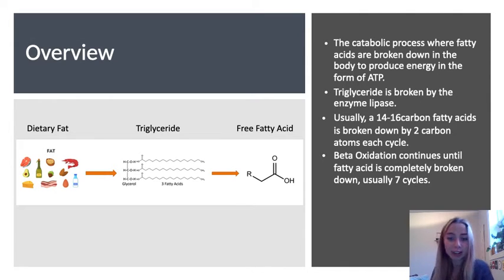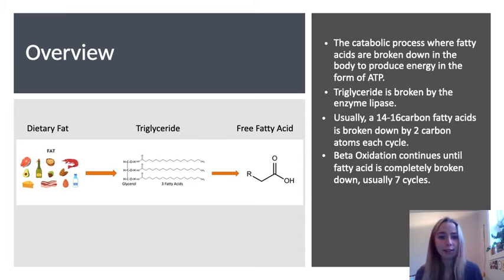And so these triglycerides, as you can see on the diagram, are a glycerol molecule with 3 fatty acid chains attached. For beta oxidation, we need to have the fatty acids on their own. So this triglyceride is broken down in our body with the help of the enzyme lipase. Lipase is produced by the pancreas. And once this is broken down, we get a free fatty acid, as you can see in my diagram, and there's an R group.